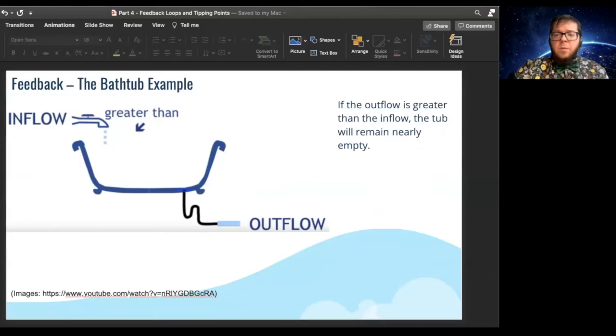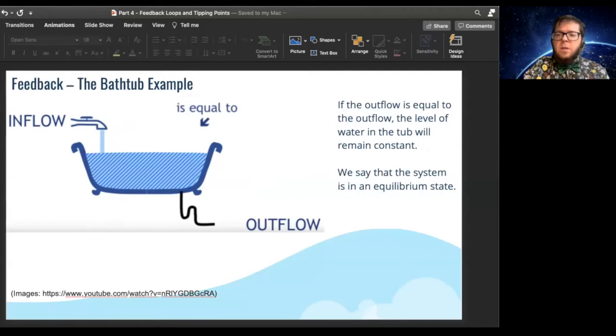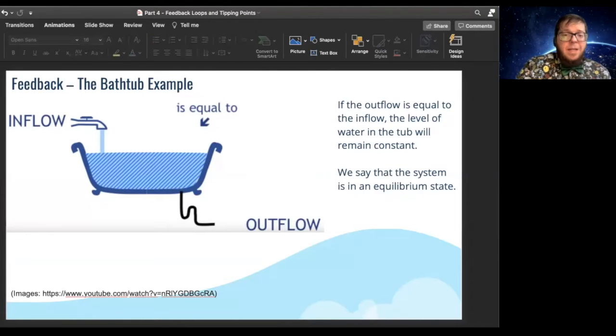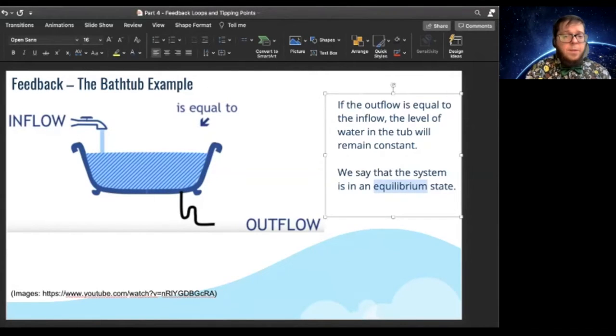But of course, what we probably want is for the outflow to be equal to the inflow, right? Then the level of water in the tub will remain constant. If I take in 1 gallon a minute and I outflow 1 gallon a minute, then however much water I have, I'm going to stay there, right? So we would say that this is an equilibrium state. And by equilibrium state, we mean a state of the system that is not going to change over time. I could leave this running for an hour and be confident that I would not come back to a flooded bathroom.